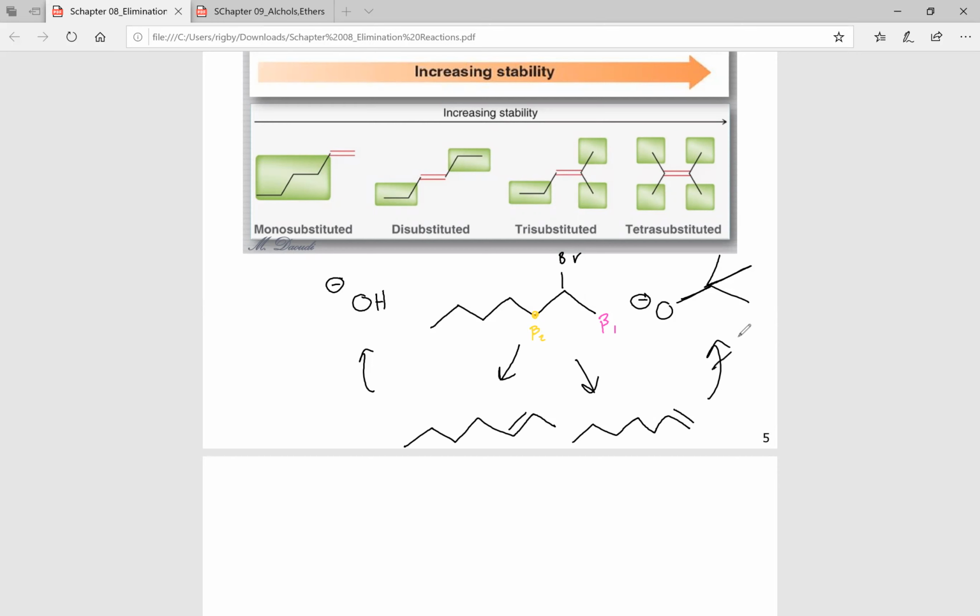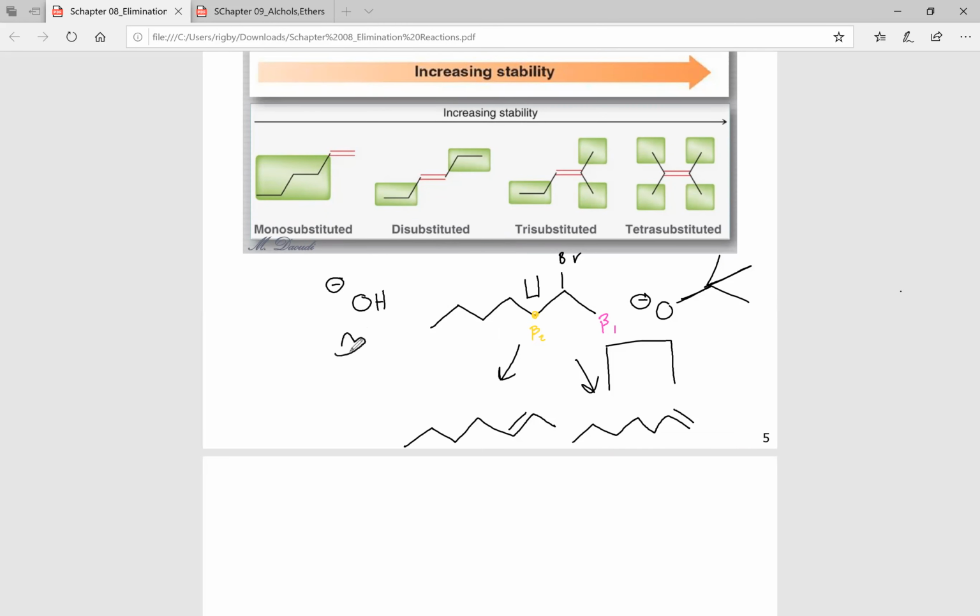If we use this small base that is available to go and attack the more stable beta 2, then yes, we're going to make the Zaitsev product. However, if we have a big bulky base, it's going to have a really hard time getting to beta 2, so it's going to prefer beta 1 for its elimination. And the way that I always think of it is, we can think of these things as like parking spaces. Beta 2 has like a really small parking space, but it's like way nearer to the entrance. And then beta 1 has a much bigger parking space, but it's a little far from the entrance.